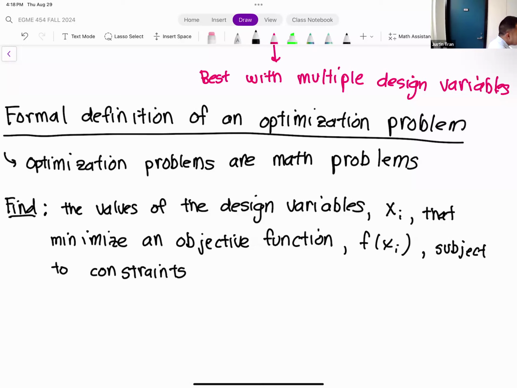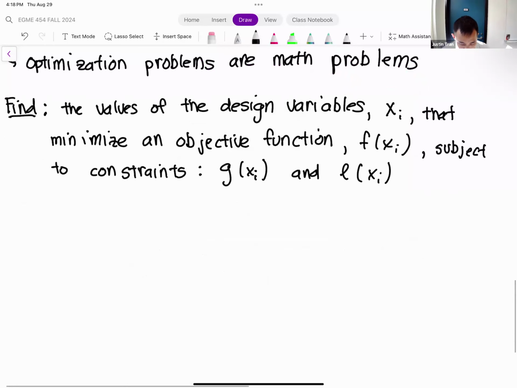And oftentimes we need to perform what's called constrained optimization. So we want to minimize our objective functions subject to some constraints. And oftentimes our constraints take two forms. Give me a function g, that's I, and another function L. So that's kind of the statement. Let's see it in more of its mathematical form.